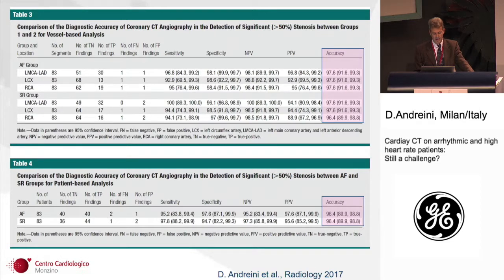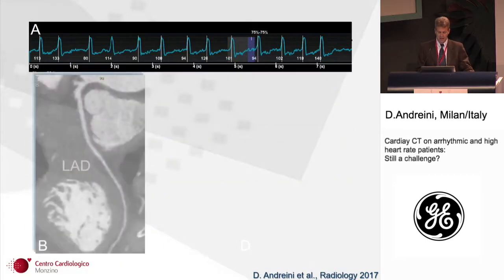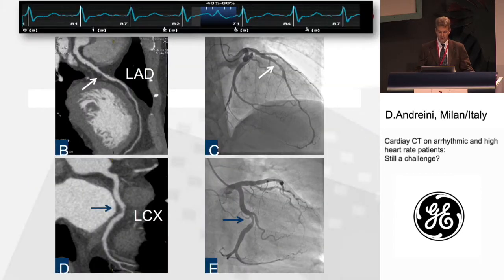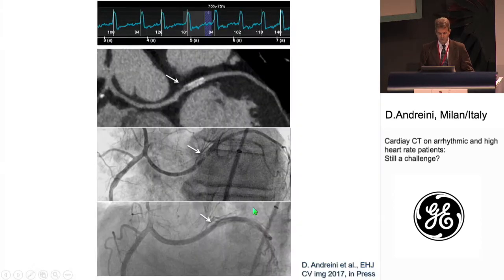in segment, vessel, and patient-based analysis. Another example, rapid AF with good rule out of significant disease, and conversely, in this other case, during AF, detection of moderate stenosis in LAD confirmed, and then severe lesion in circ, again confirmed by invasive assessment.